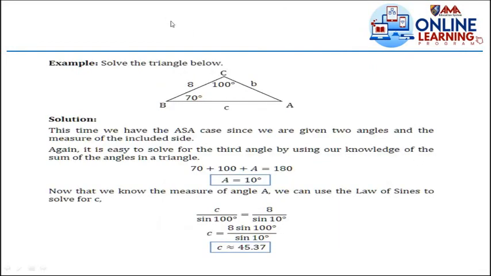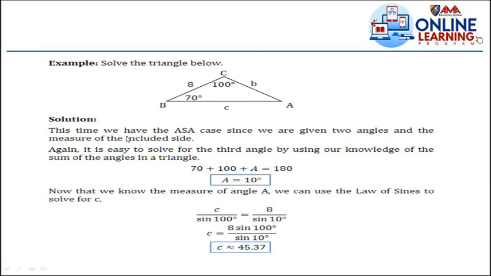We have another example. Solve the triangle below. We have angle A, angle B, angle C, but this time these are the given: angle B is equal to 70 degrees, angle C is 100 degrees, and also side a is equal to 8. So we're going to look for angle A, side b, and side c.